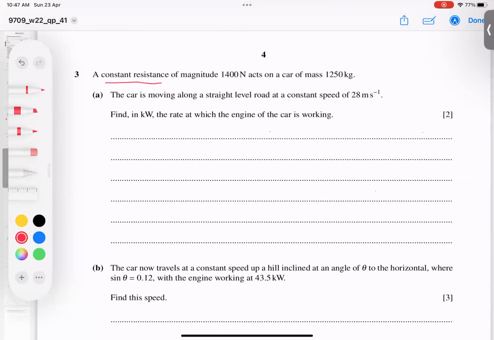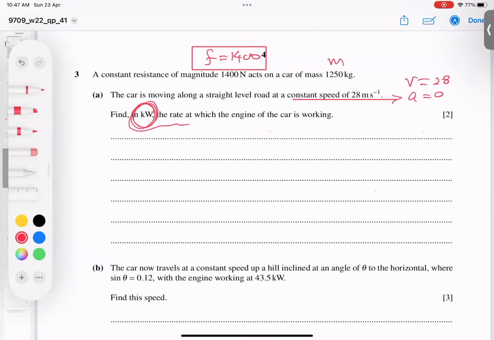A constant frictional resistance force is given here. So I can say that frictional force is equal to 1400 newtons. Okay, this is clear. Let's talk about the next. Mass is given here. A car is moving along a straight level road at constant speed. Whenever constant speed is given, it means acceleration is 0 and the speed is 28.